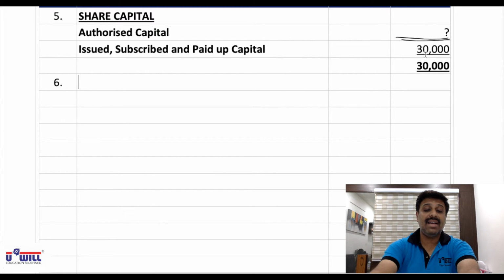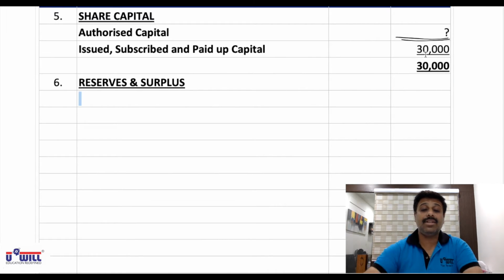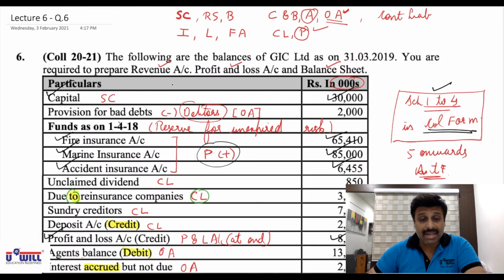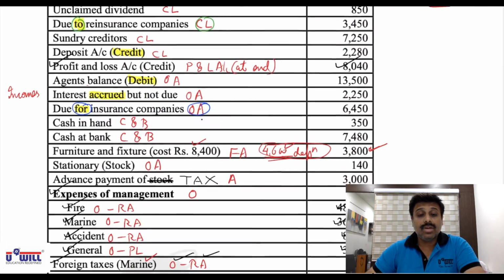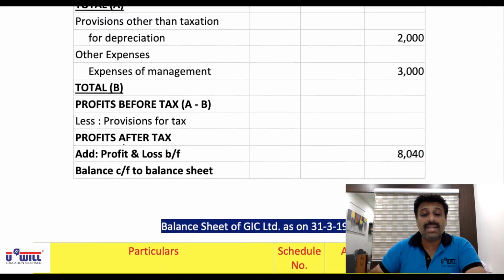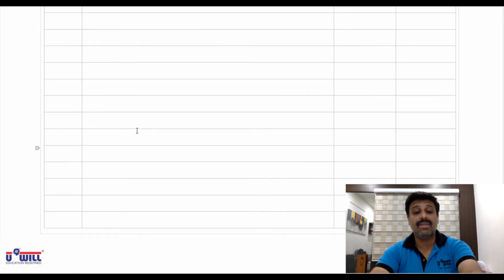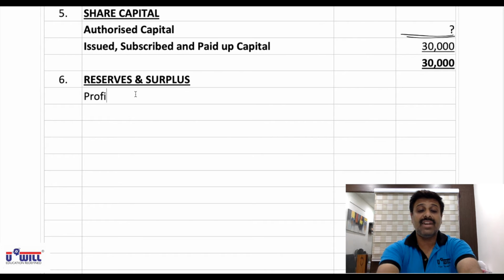Then schedule 6, we will have reserves and surplus. In the trial balance, there is no item marked as RS, reserves and surplus. So the P&L's closing balance, which we have written as balance carried forward to the balance sheet, we will show in reserves and surplus when we make the profit and loss later on. So right now we keep it pending. Only one item will come in reserves and surplus, and that would be the profit and loss account's closing balance.